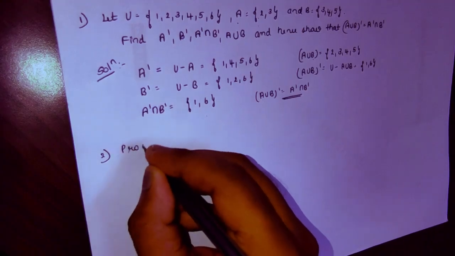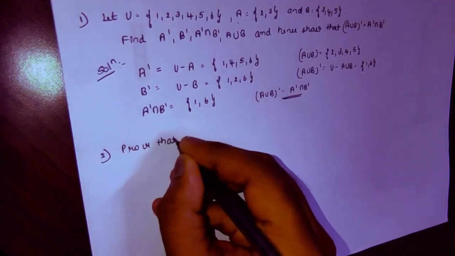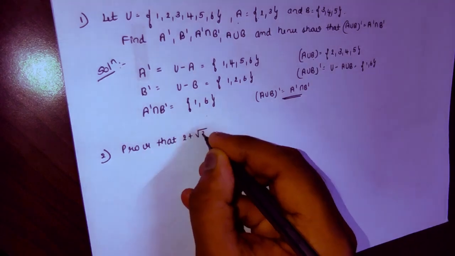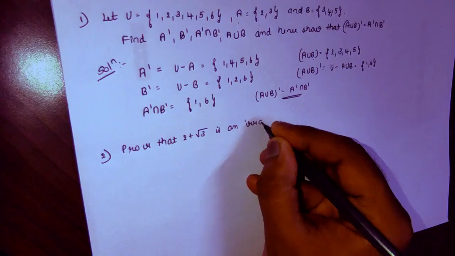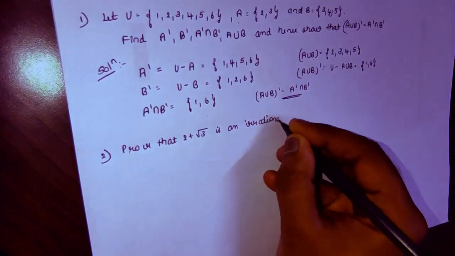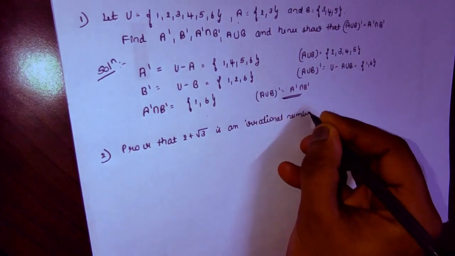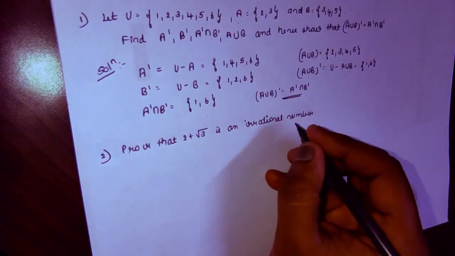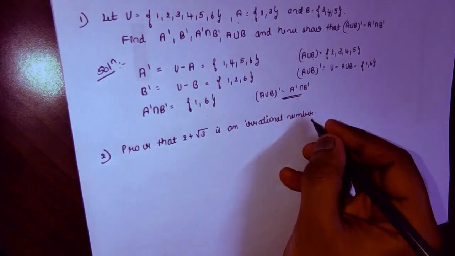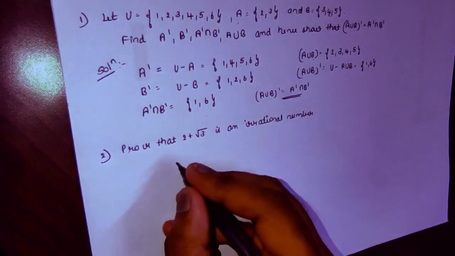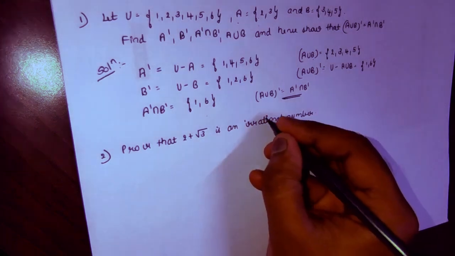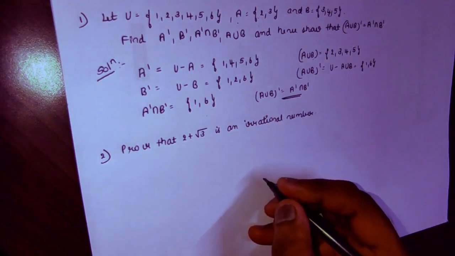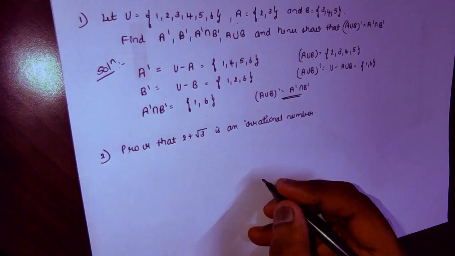Prove that 2 plus root 3 is an irrational number. This is a proof by contradiction. We have to assume the opposite, and then show that the assumption is wrong. By doing that, we will get that our contradiction is wrong, so we can prove that 2 plus root 3 is an irrational number.